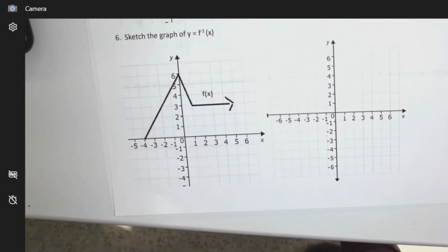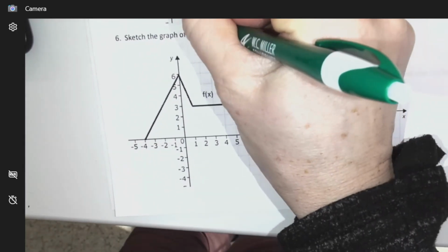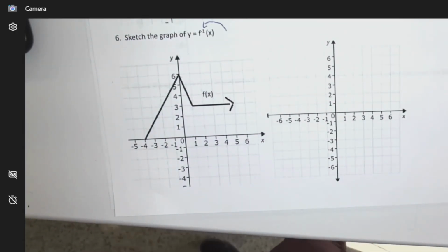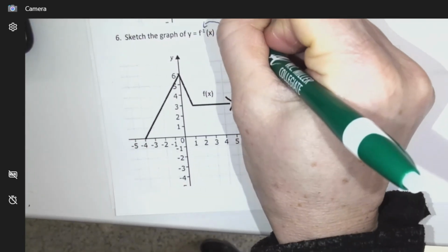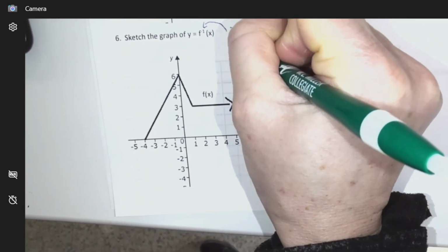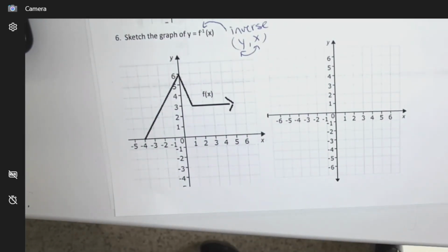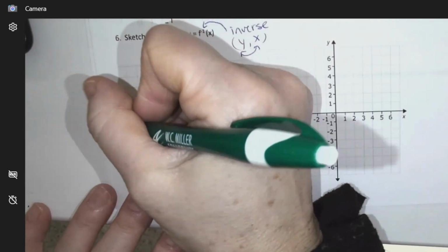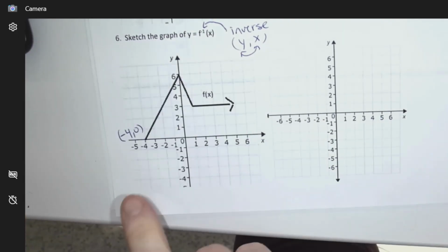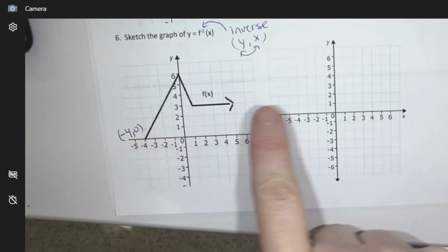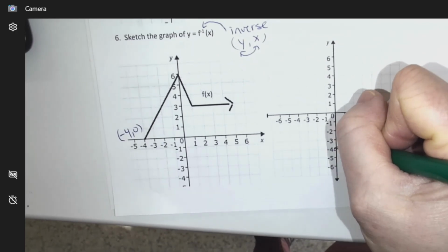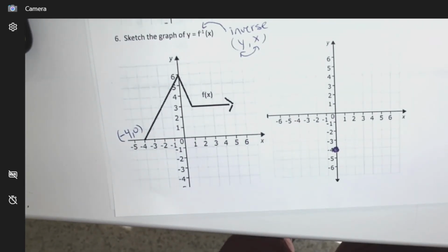Okay, 6 is recognizing again what this even does. So inverse, and then you should be understanding what happens to inverses. The X's and Y's make that switch. Okay, so this coordinate, -4, 0, would become over here 0, -4.